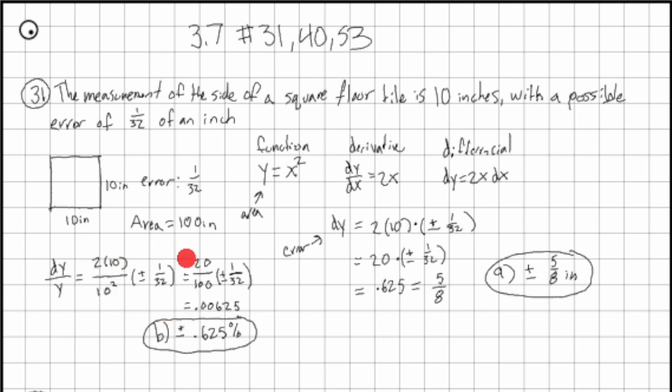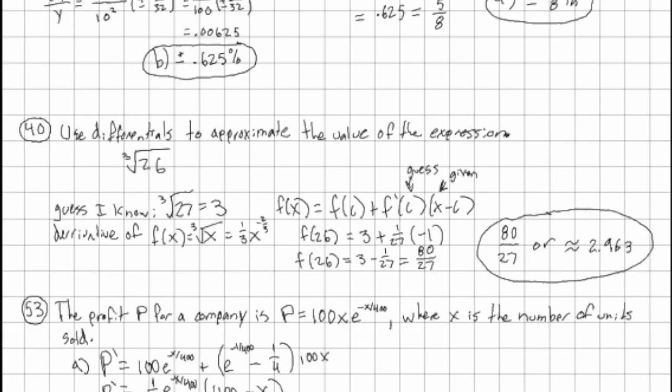So the derivative of y, the function, is 2x, and then over y, the function, which is just x squared, so it's 2 over 10 squared times plus or minus 1 over 32. Because that's the percent error, that's 20 over 100 times plus or minus 1 over 32. That equals 0.00625 or 0.625%.